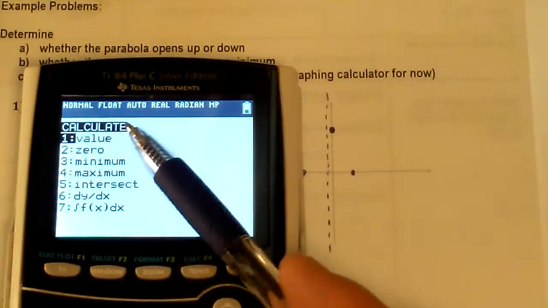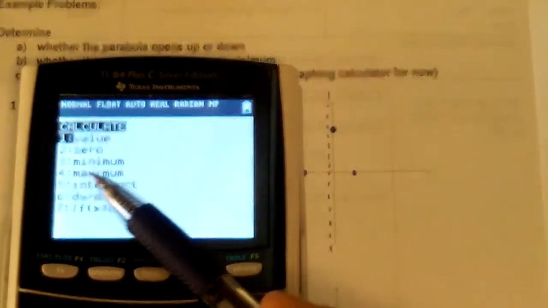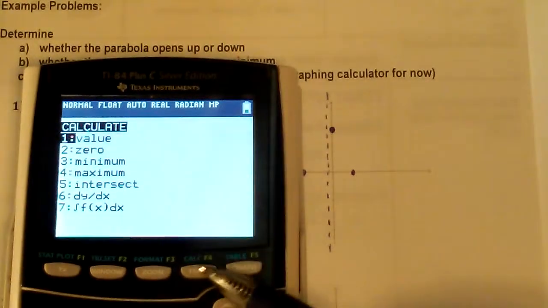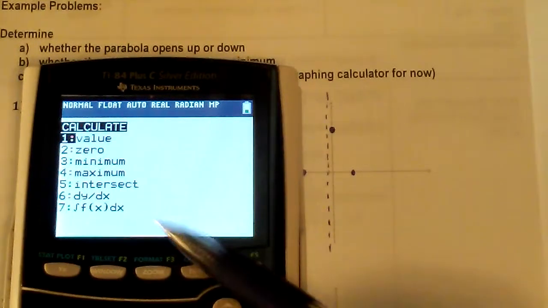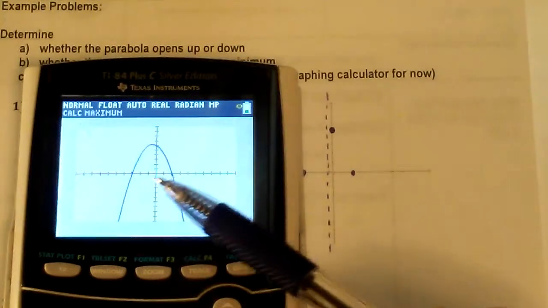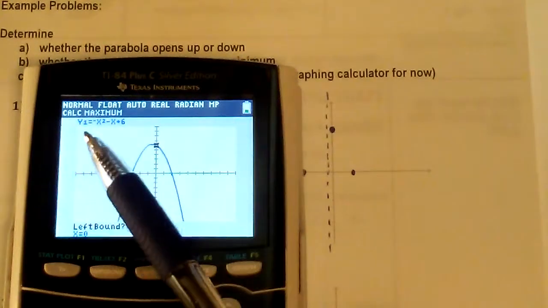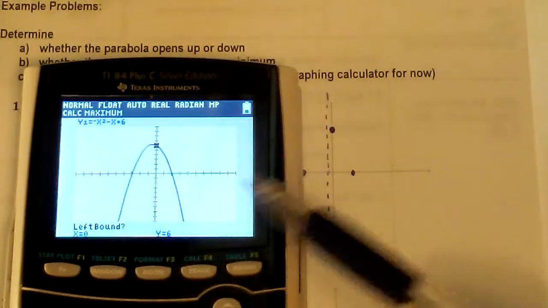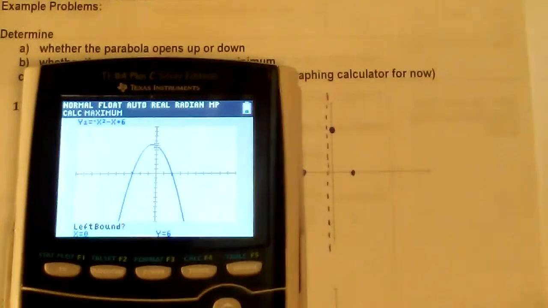And since this one opens down, we're looking at number 4, a maximum. So again, I'm in that calculate menu right here above the trace button. So we're gonna choose number 4. So I'm gonna push 4. So now I'm looking for a maximum, and it says even at the top, calculate maximum, and it tells me what function I'm looking at.